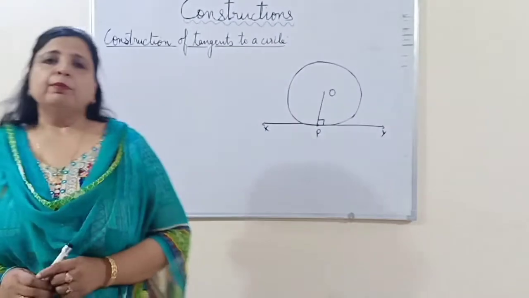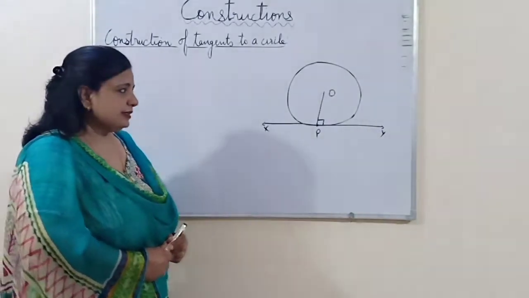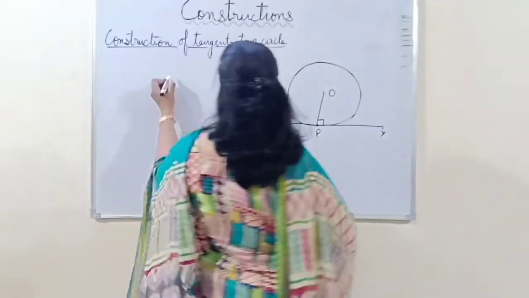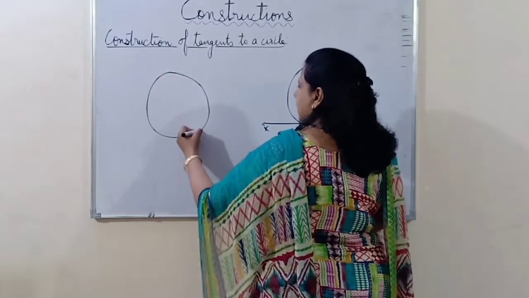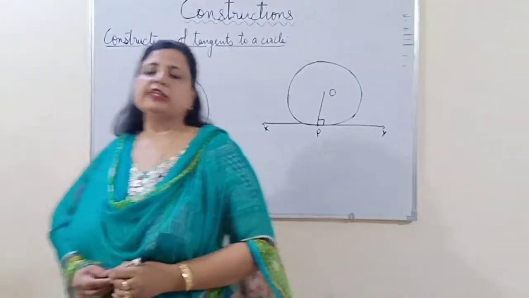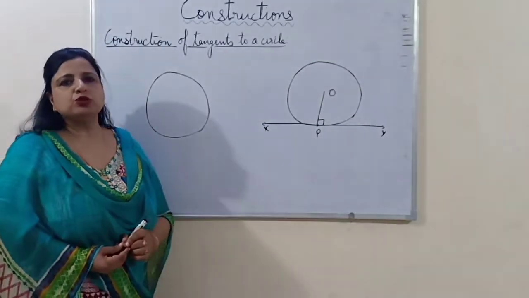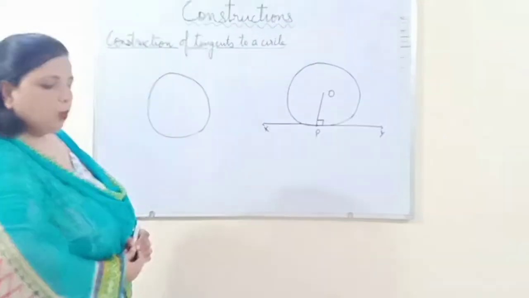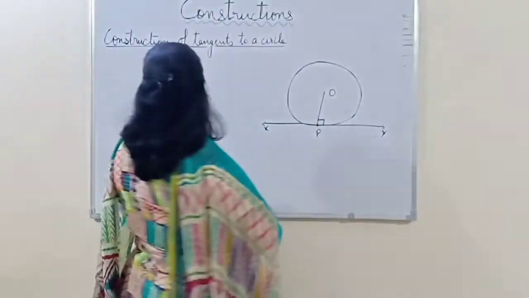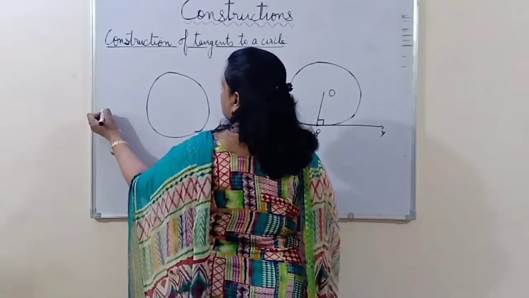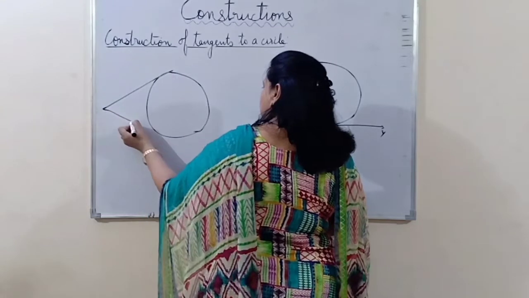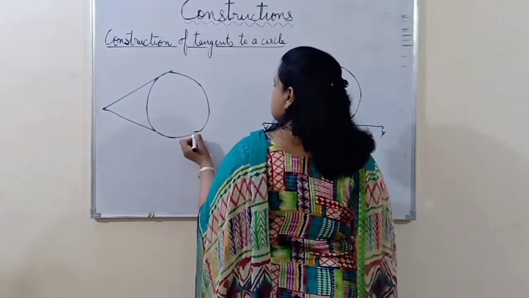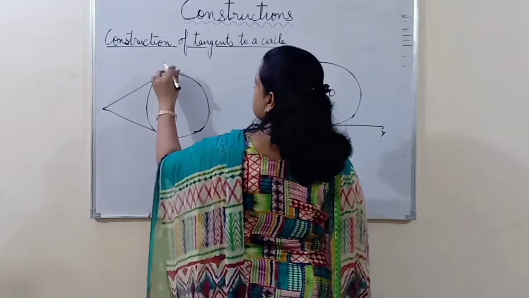Second theorem of circles is that the statement of the theorem is that the length of the tangents from an external point to a circle are equal. What does it mean? That if we draw two tangents from an external point to a circle, then their lengths are equal.